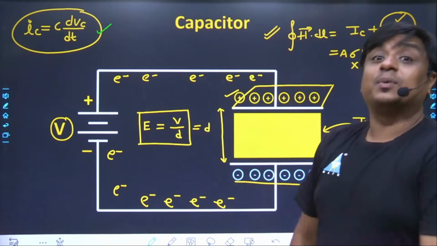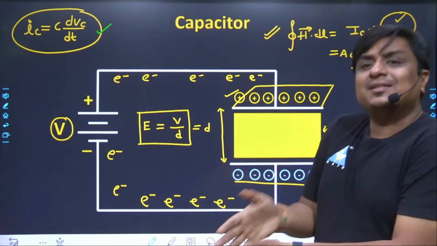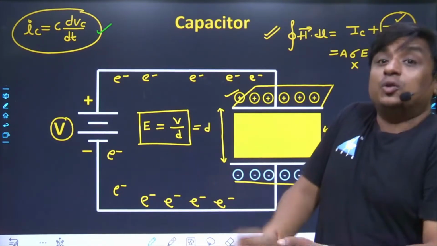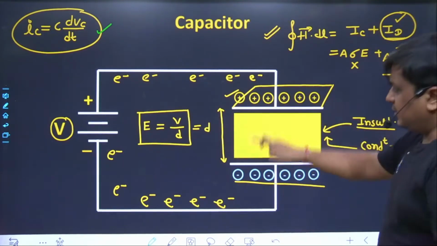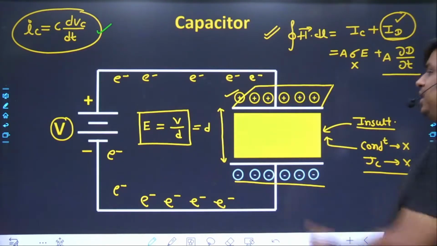Usually dielectric materials are used. Dielectric materials are a kind of insulator, but not all insulators are dielectric. That you have to keep in mind. And let's take the perpendicular distance between the plates as D.